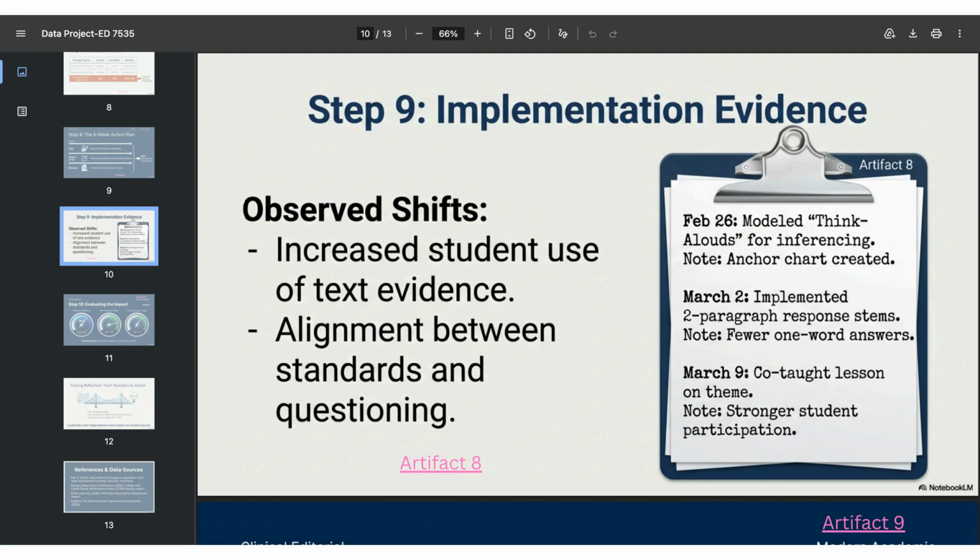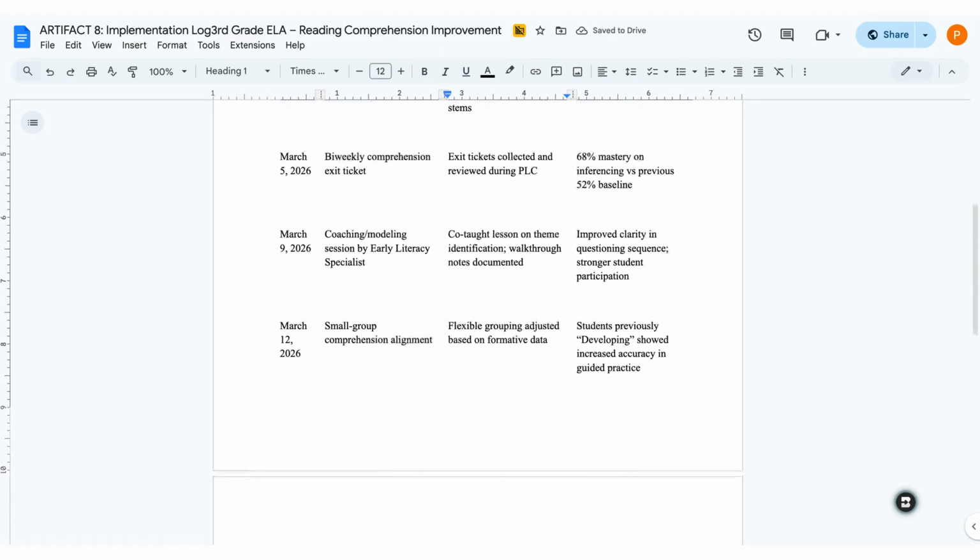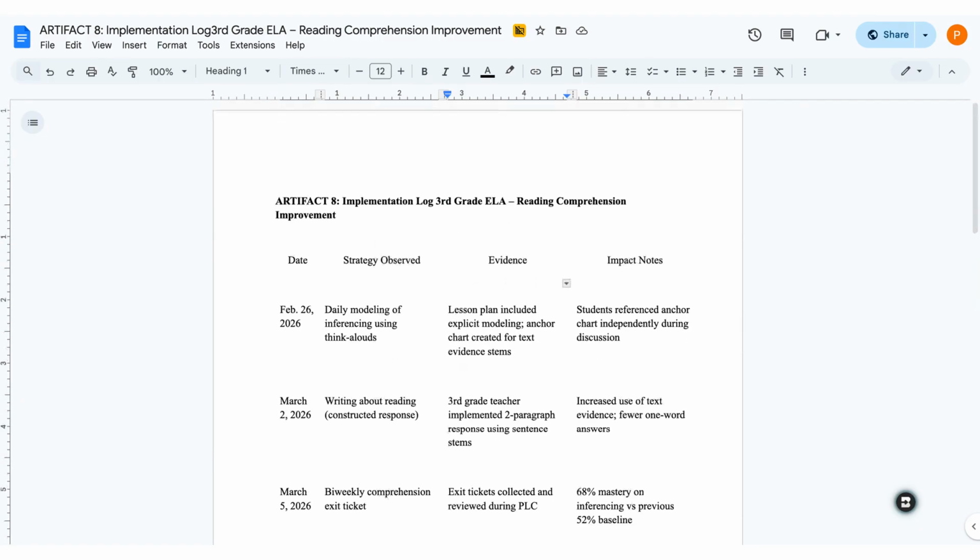Okay, so this is our implementation. Implementation began through collaborative planning sessions and modeling support. As an early literacy specialist, I model comprehension lessons. I review formative data with teachers, and I also provide feedback during planning. Examples of change so far include increased student written responses, more consistent text evidence expectations, and stronger alignment between standards and questions. The artifacts included are the implementation log as well as the lesson modeling notes. And you can see that here in artifact 8 with the dates included.